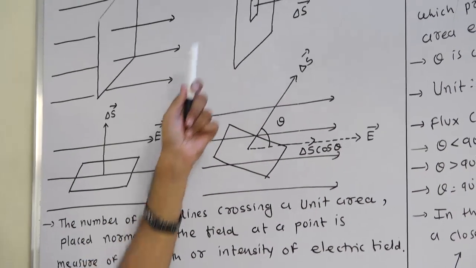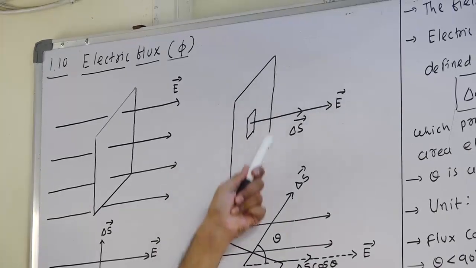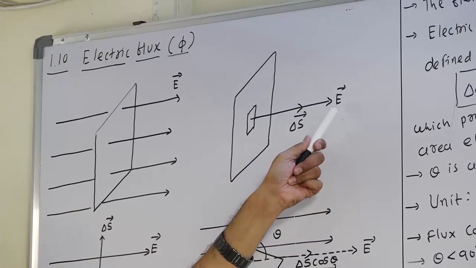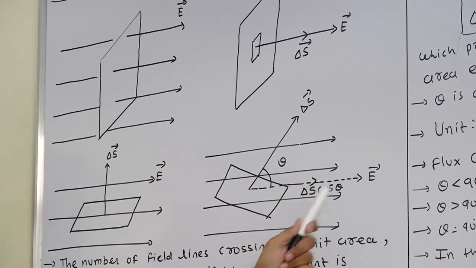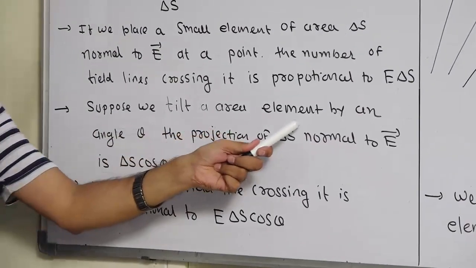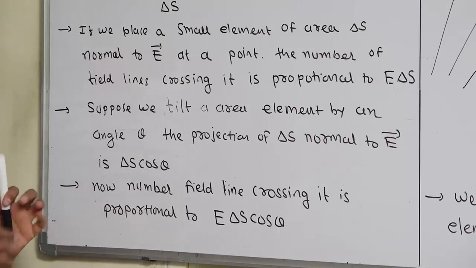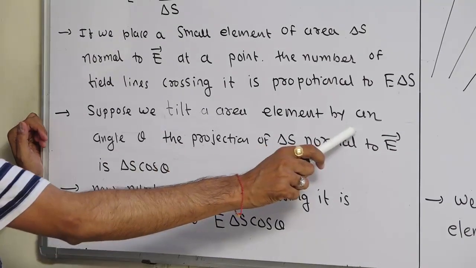In this diagram, the number of field lines passing through this plane is directly proportional to E into delta S. In this diagram, n is proportional to E into delta S cos theta. That will be explained in the next statement. Suppose we tilt an area element by an angle theta.